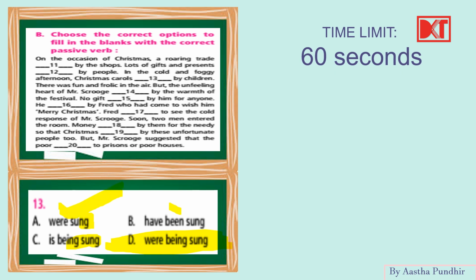Have been sung, again, this is present perfect, incorrect. Is being sung, present continuous, which is also incorrect. Sorry, present perfect continuous. Yes, present perfect continuous. Correct answer is, however, D. Were being sung. Christmas carols were being sung by children.